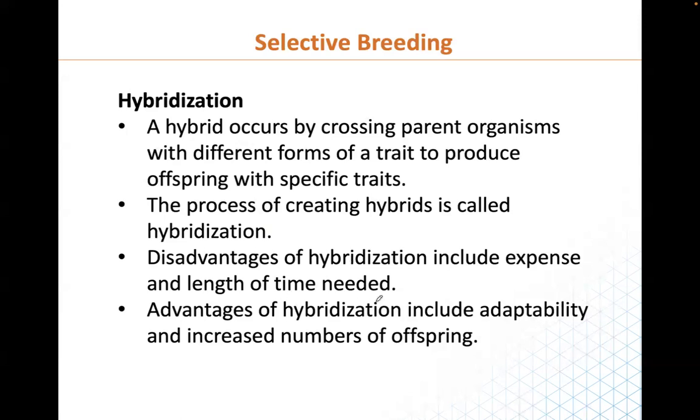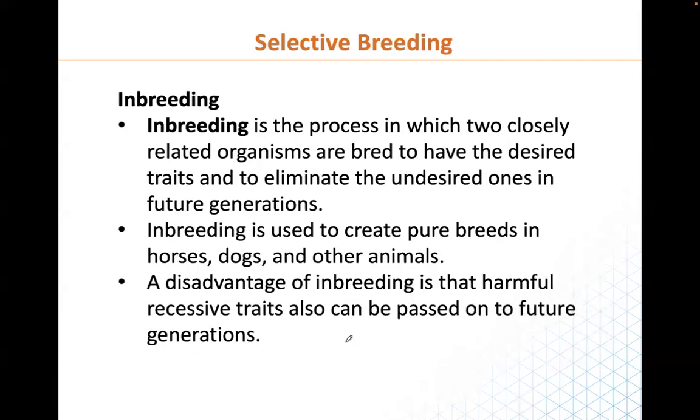Advantages include adaptability. You would have organisms that are able to adapt properly to the environment. It can also lead to an increase in the number of offspring. The number of offspring will be so many because you have to do it a lot of times before you can actually get the combination of the traits you need.